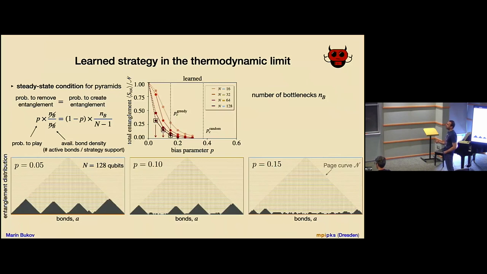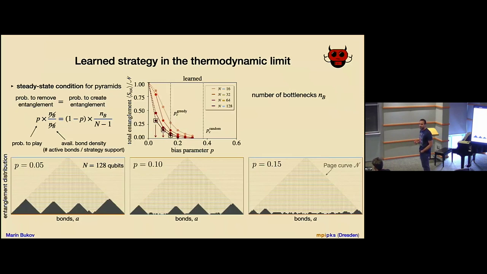But then you also have to multiply this by the available configuration space, if you wish, or the available phase space. And the available phase space for the learned strategy is the following. So this is the number of active bonds divided by the support of the strategy. So what's the support of the strategy? Well, we only place, in this idealized fashion, gates on the bottlenecks. And what's the number of active bonds? Well, in order to disentangle, to remove entanglement, the only place this can happen here is actually those bottlenecks, right?